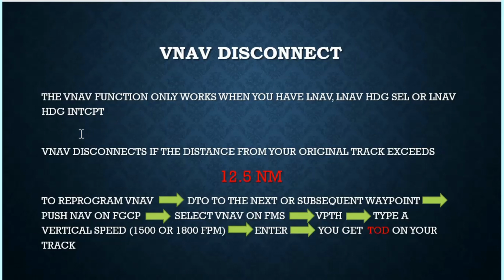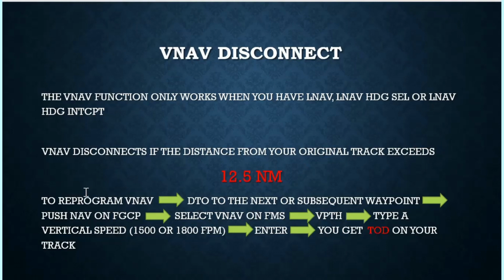Now the further out you go, there is a limit to how much VNAV can exist before it says, now I cannot calculate the vertical profile. And that distance is approximately 12.5 nautical miles from your track. So if you deviate left or right of your track approximately 12.5 nautical miles or a bit more than that, your VNAV will disconnect. You'll get a message flashing in yellow that VNAV has disconnected.